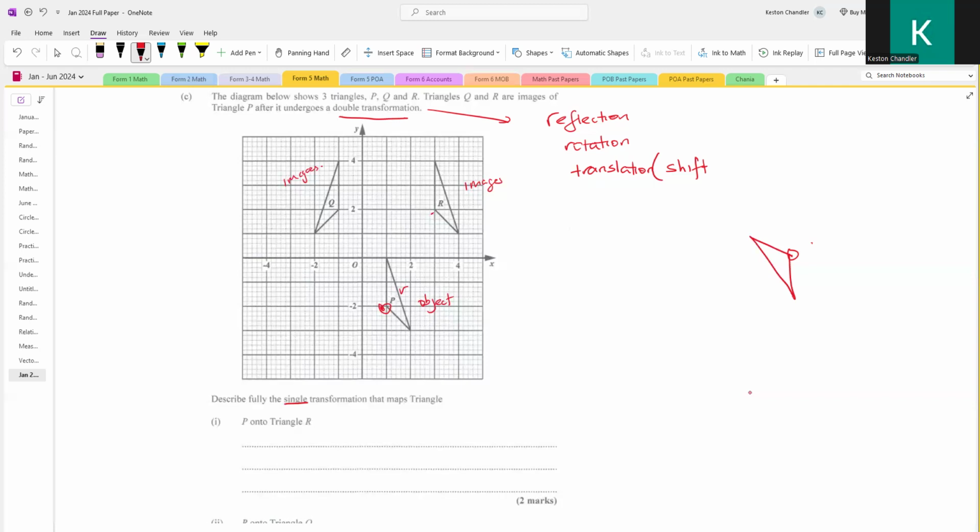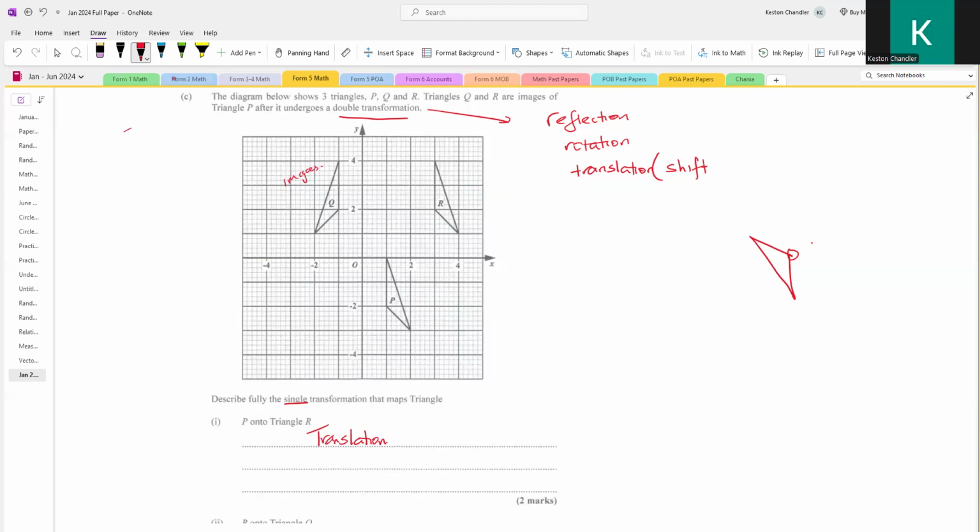So I would say that P onto triangle R is a translation, sorry. And how could we determine if something was translated? Well, I'll show you, I could prove it. So you have to have a little suspicion first, and then you have to find something to support your suspicion. Let's look at the points.